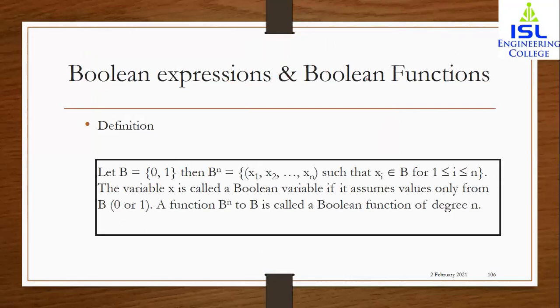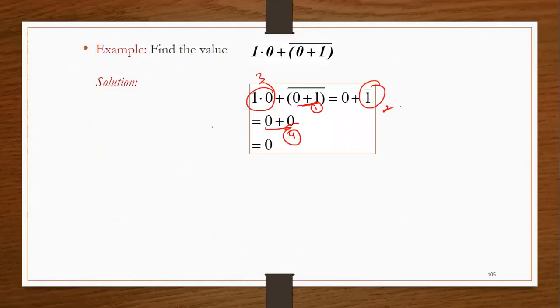Next we have Boolean expressions and Boolean functions. So let B be equal to {0, 1}, then B^n is given as (x1, x2, and so on up to xn), such that xi belongs to B for i between 1 and n. The variable x is called a Boolean variable if it assumes values only from B, that is 0 or 1. A function from B^n to B is called a Boolean function of degree n. This is a definition for any kind of Boolean function. Before seeing that, we will see another example.